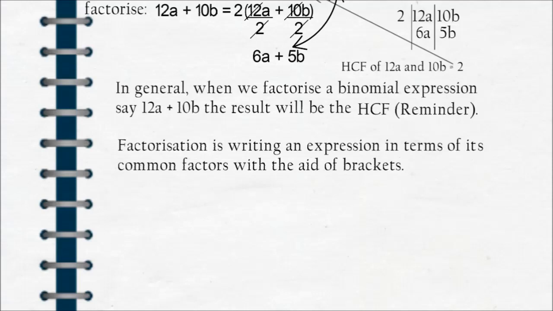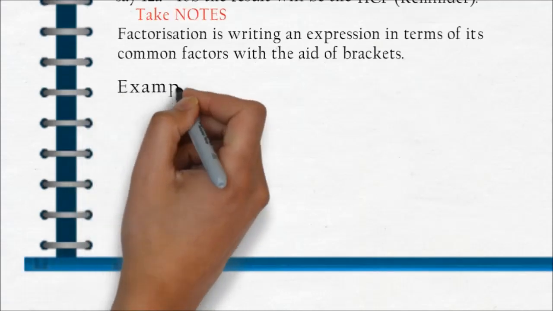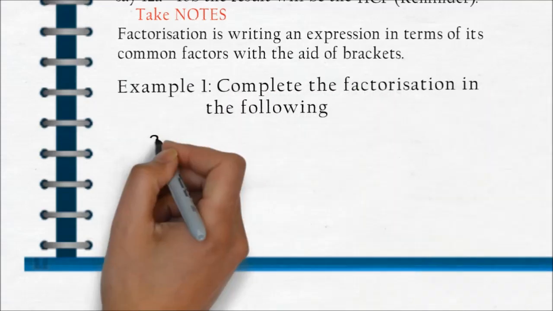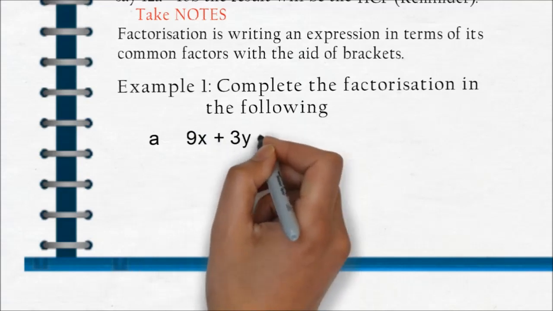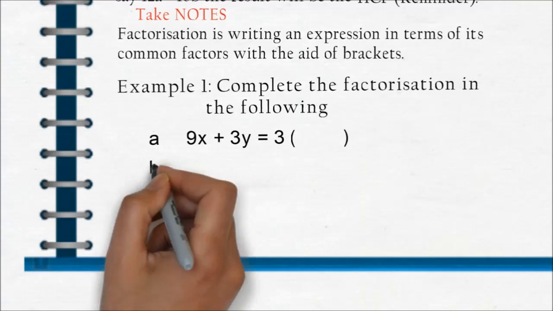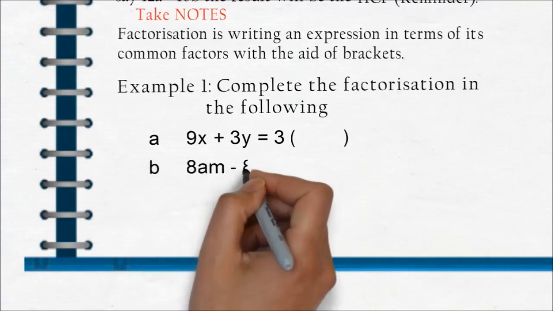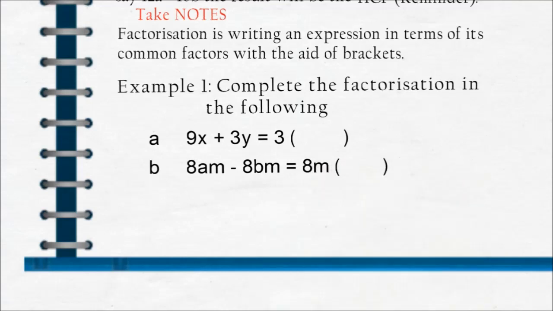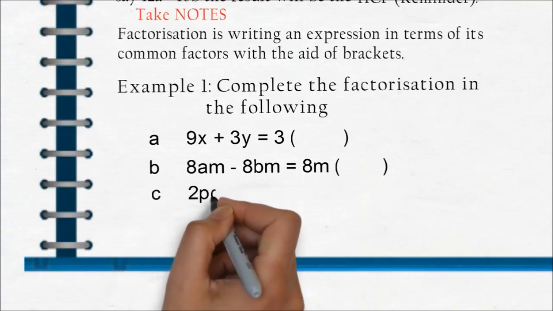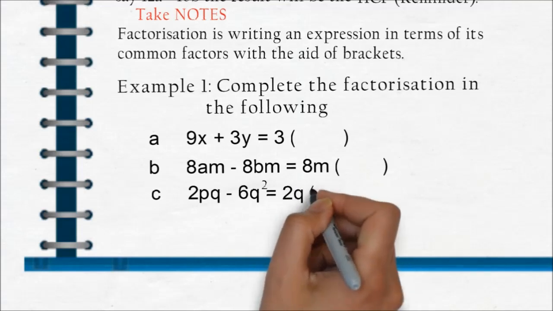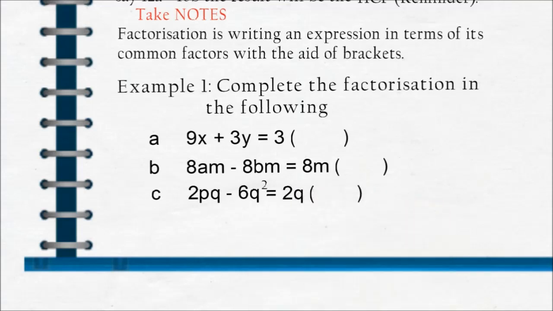Alright, so from this point I would want you to take notes. Example: complete the factorization in the following. A. 9x plus 3y equals 3 with the brackets. B. 8am minus 8bm equals 8m with the brackets. C. 2pq minus 6q square equals 2q with the bracket.